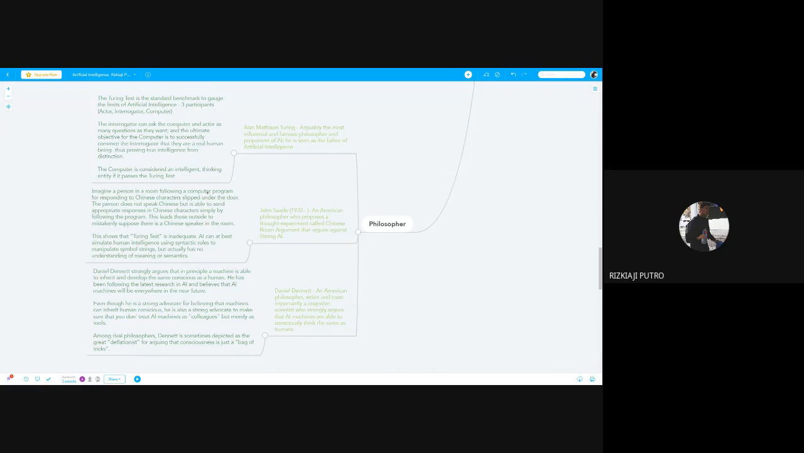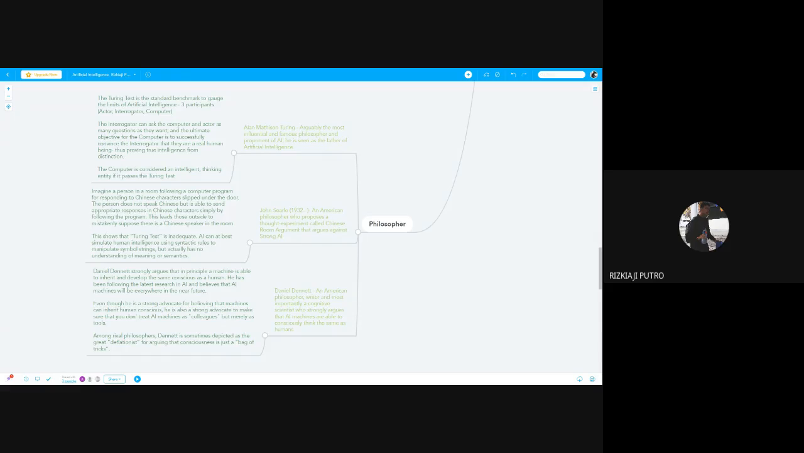His most accredited discovery would be the Turing test, which is the standard benchmark to gauge the limits of artificial intelligence. This is when an interrogator will ask questions of the computer and a human, and ultimately the computer's task is to successfully convince the interrogator that it is intelligent enough.